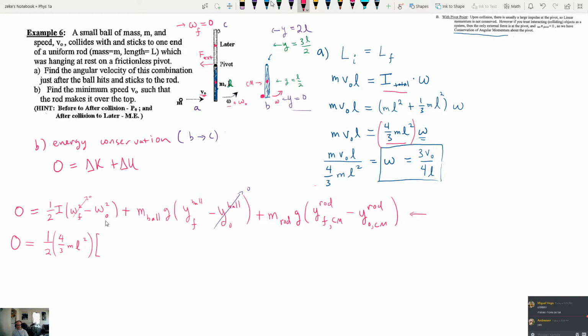Okay, so we have 0 minus omega squared, so this is going to be negative omega squared. I'm going to just call it omega, because that's what we called it here: 3 v naught over 4L. Plus, I don't need to put m ball here. I put that just to be clear about what's going on, but they both have the same mass, which is just m, so mg. Y final for the ball is going to be this, 2L. That's where the ball is at the end.